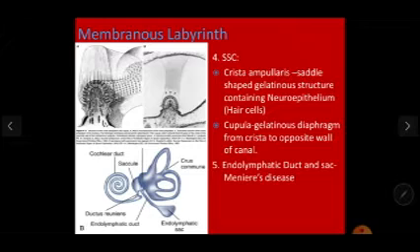So remember, in the case of the utricle and saccule, it is the macula. In the case of the semicircular canals, it is the crista ampullaris. This is the sensory organ. The cupula is present in the crista, in the ampulla of the semicircular canals, and the otoconia is present in the utricle and saccule. So remember this.